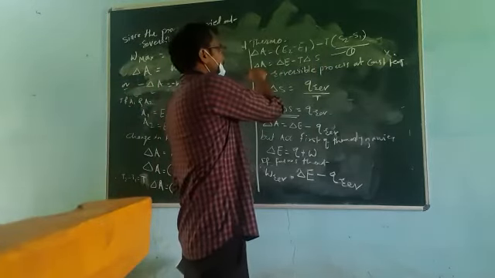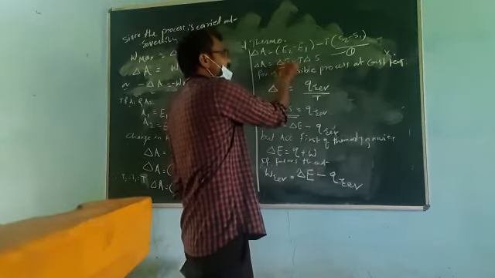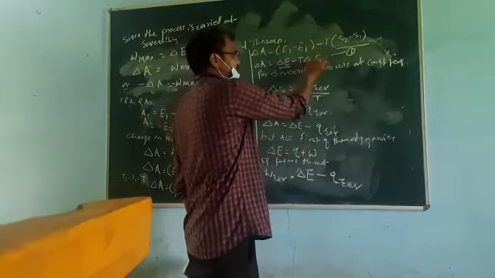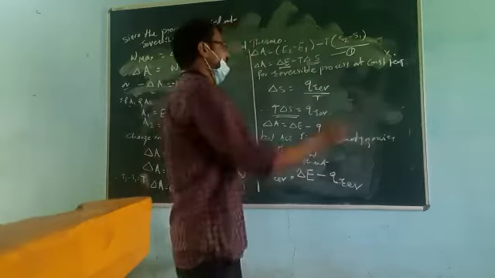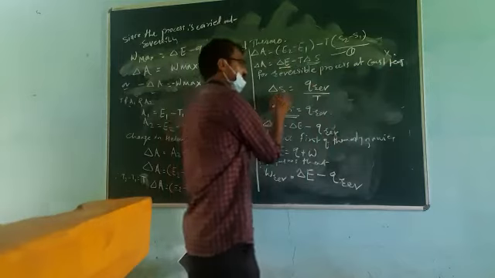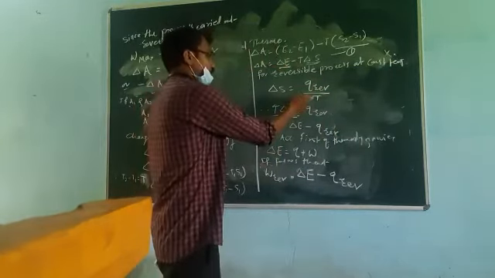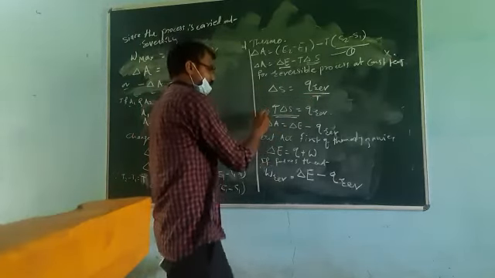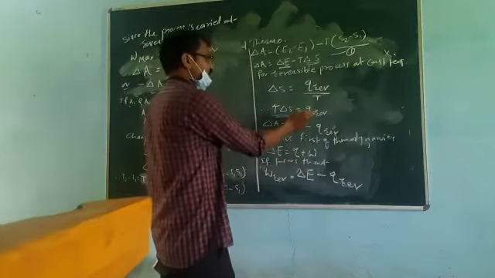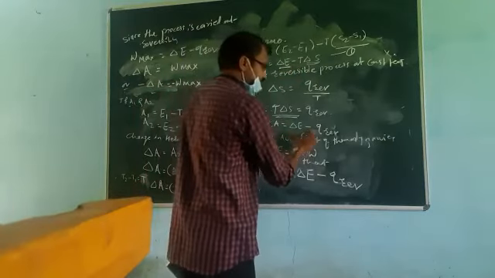Here delta A is equal to delta E, the change in energy, minus T delta S, where delta S is the change in entropy. For a reversible process at constant temperature, delta S is equal to Q reversible divided by T. Putting T on the other side, T delta S is equal to Q reversible. Put this value in the equation and we get delta A is equal to delta E minus Q reversible.